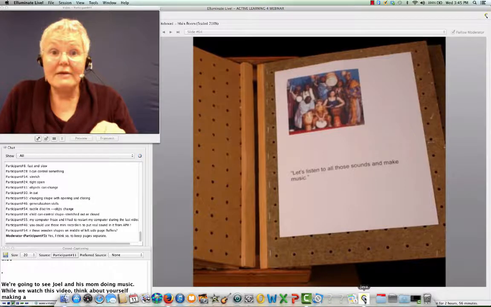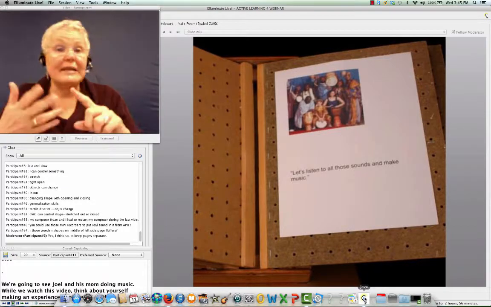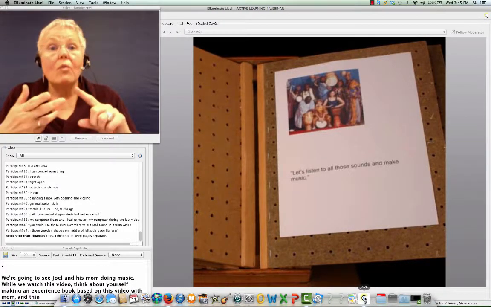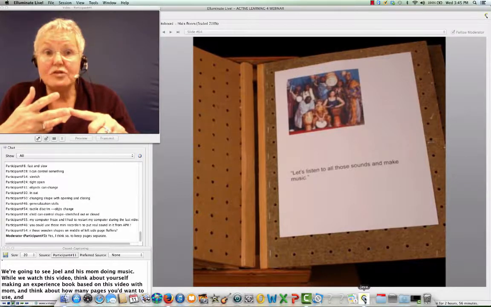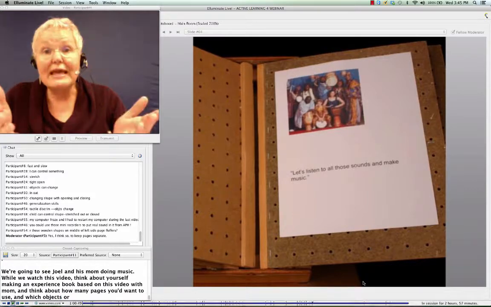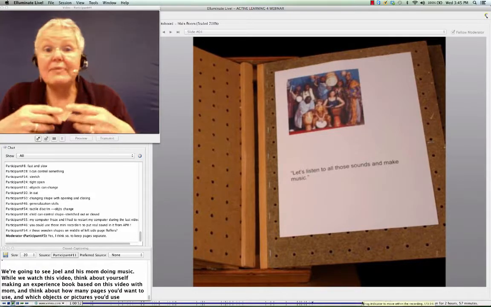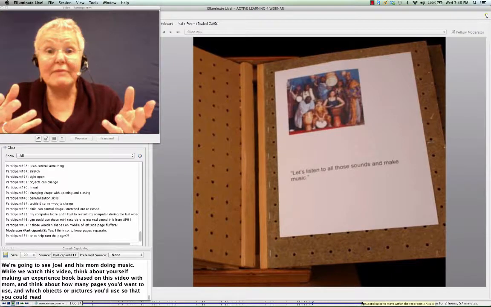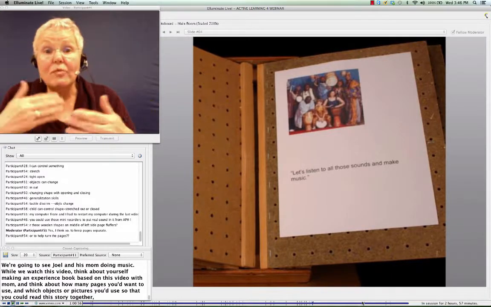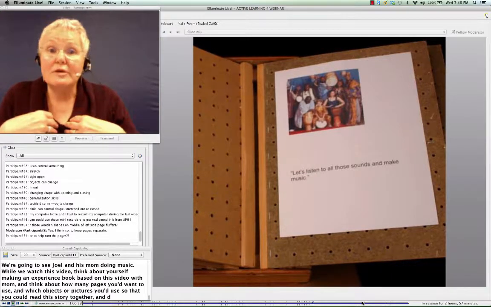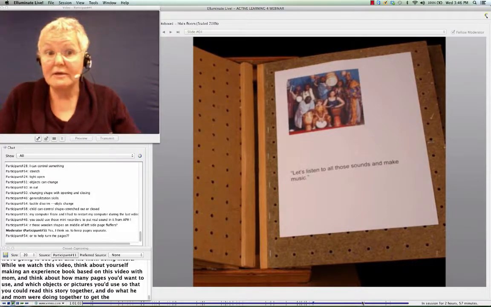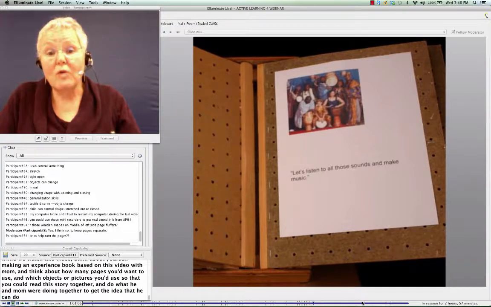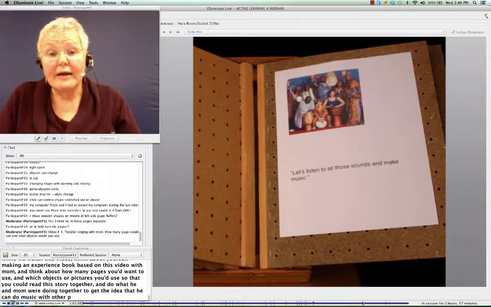Think about how many pages you would want to use. What are maybe the objects and or pictures that you would use for this story so that he and you could read about the story and maybe even do what he and Mom are doing together as another way? Oh, I don't just do music with my mom, I can do music with you too. So keep that in mind as you're watching this video. All right, let's push play now.